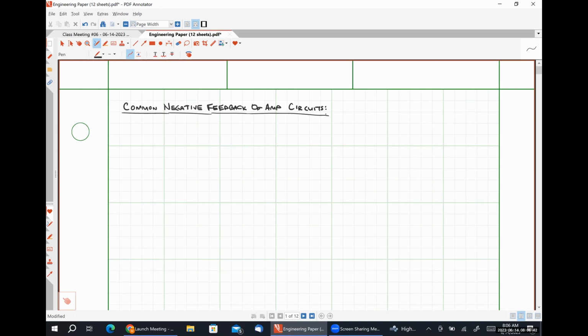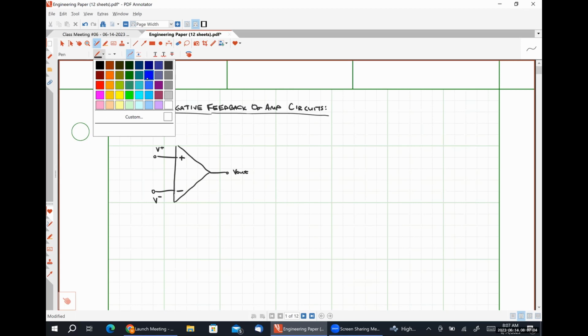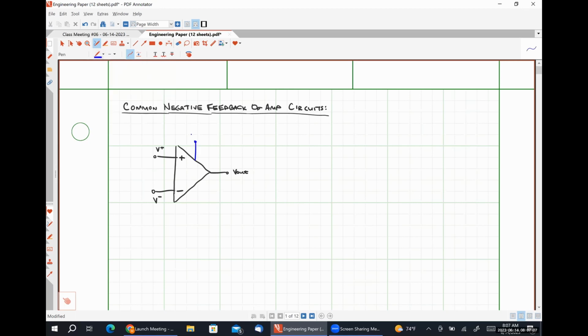So if we have an op-amp, I'm going to put my non-inverting terminal on top, inverting terminal on bottom. So this is the voltage V plus. This is the voltage V minus. Here's our output voltage pin. Here is our VCC plus pin. Here is our VCC minus pin. There are a couple of different assumptions that we are going to make.